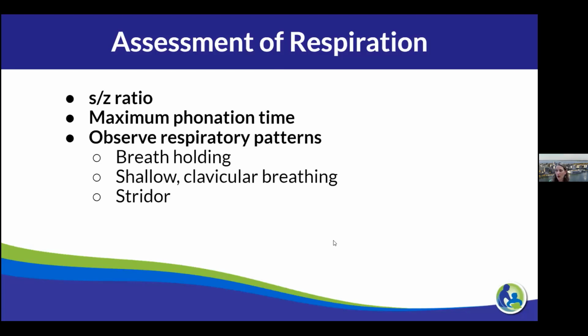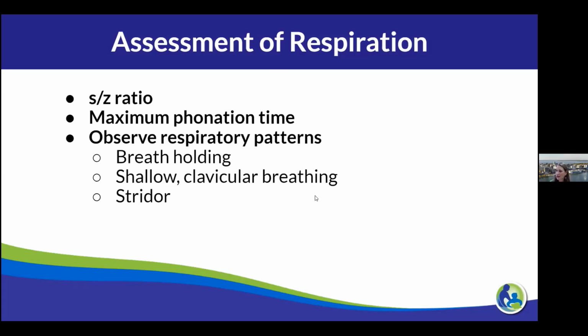Maximum phonation time. How long can someone sustain a sound? That can have functional consequences for how long are they able to read for? How long are they able to talk in class? Do they need to take a lot of extra breaths?